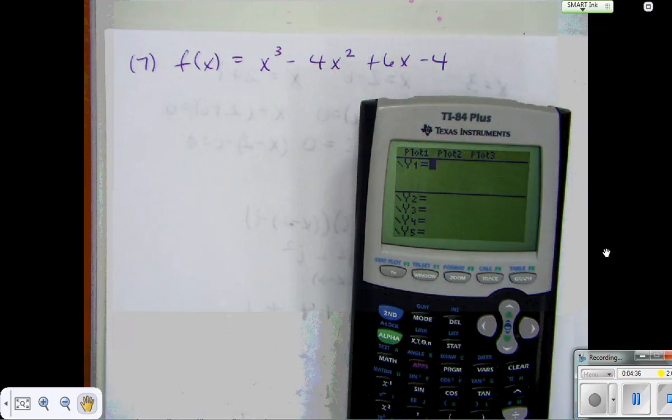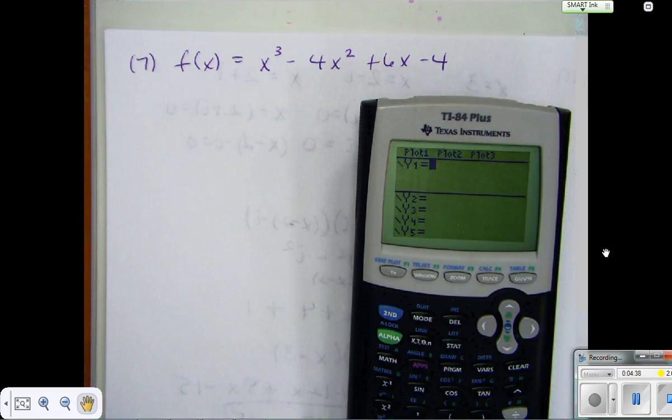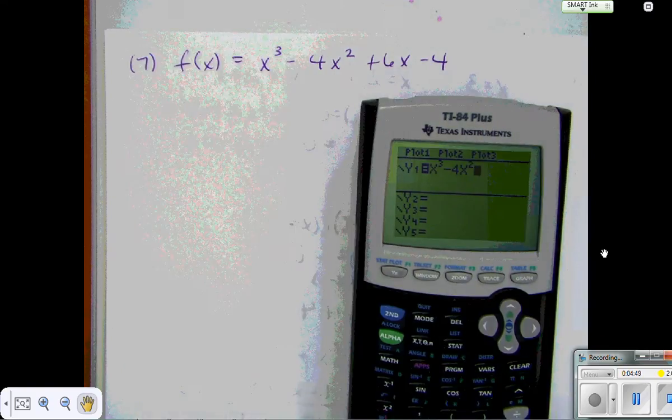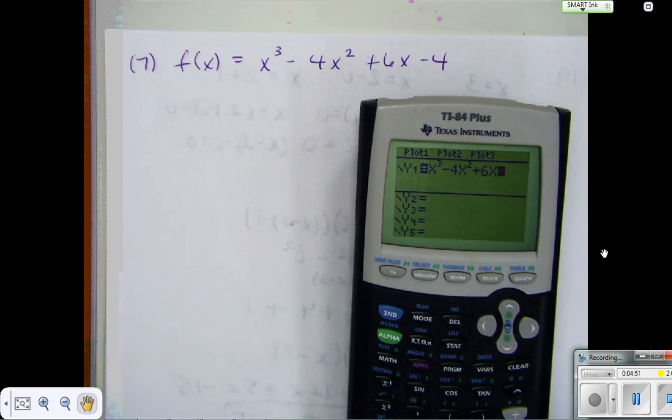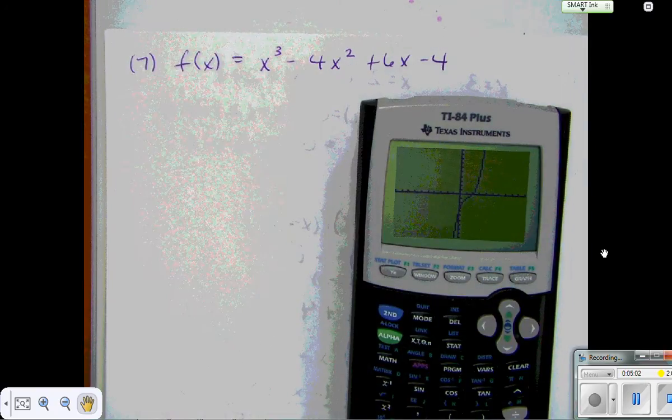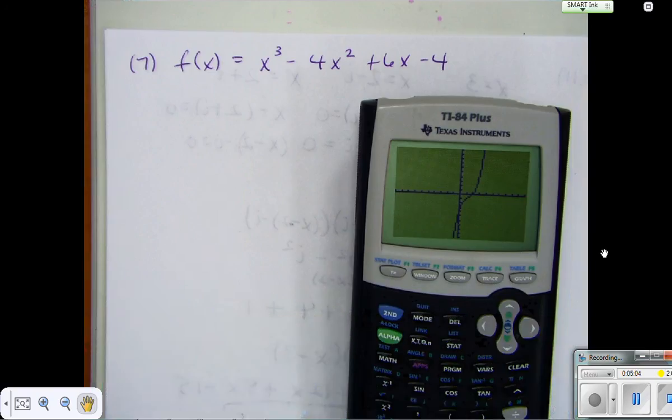Okay, so first we're going to type in the polynomial for number 7. x to the third minus 4x squared plus 6x minus 4. Okay, so there's my graph. And it does a little squiggly, like maybe it's trying to do a couple of turns, but not quite getting there. So I think that that is going to be the extent of my graph.